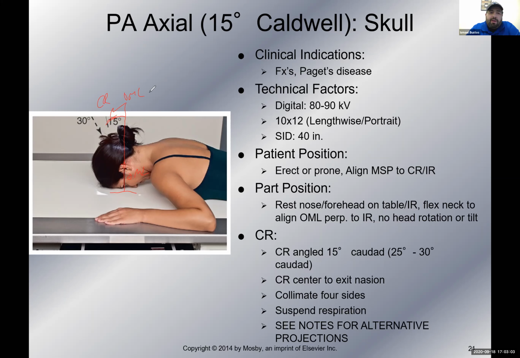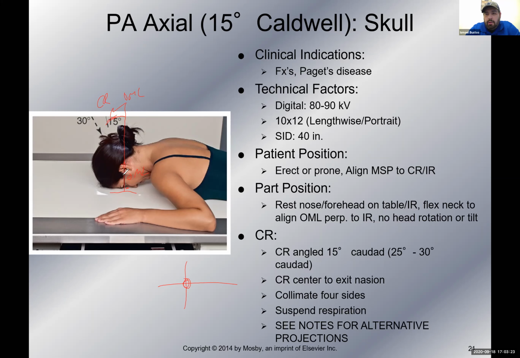We're going to center to exit at the nasion. So have that light field crosshair going right through the nasion. When I talk about the crosshair, I'm talking about the crosshair from your light field. Make sure that the center of that crosshair is right where the nasion is. Make sure it's exiting there.